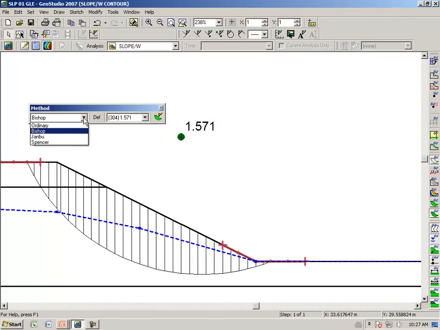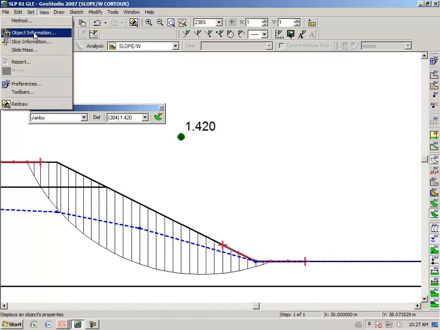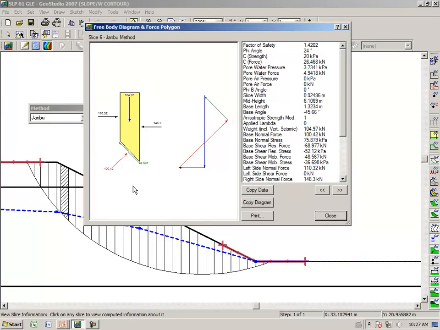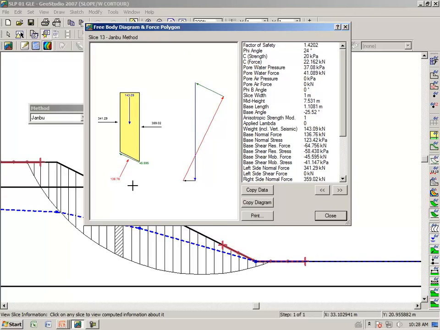The same holds true for the Janbu method. Say View, Slice Information, and you will notice that you have interslice normal, no interslice shear, but do notice that we satisfy force equilibrium pretty good. The force polygon closure is actually quite remarkable in this particular case. Recall, though, that Janbu only satisfied overall horizontal force equilibrium.